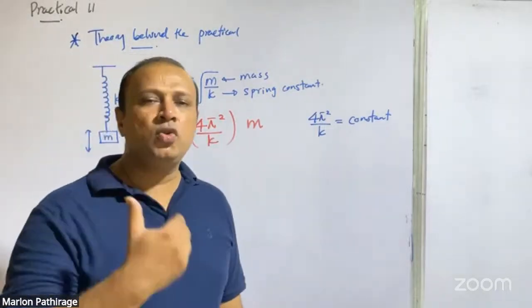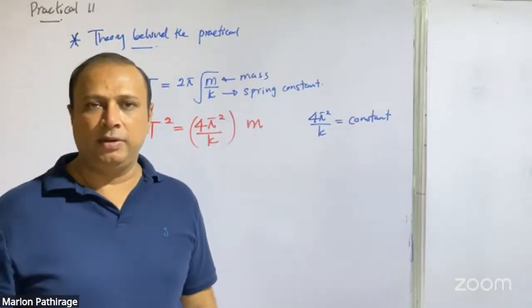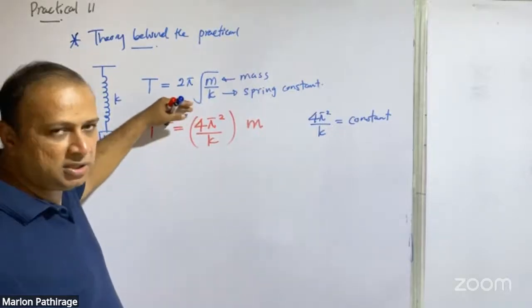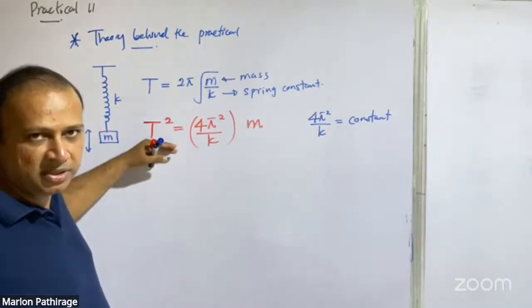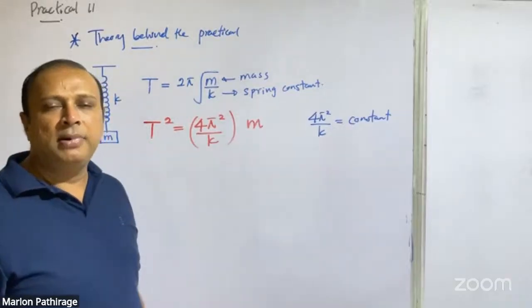So once you identify the independent variable and the dependent variable, Puthe, you can rewrite this expression as y equal mx plus c pattern.